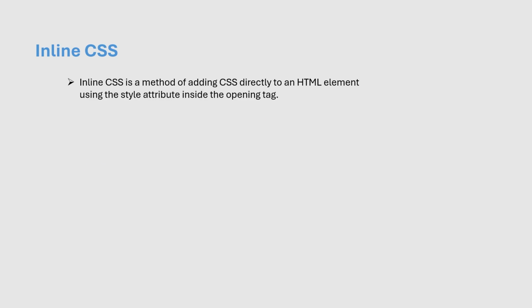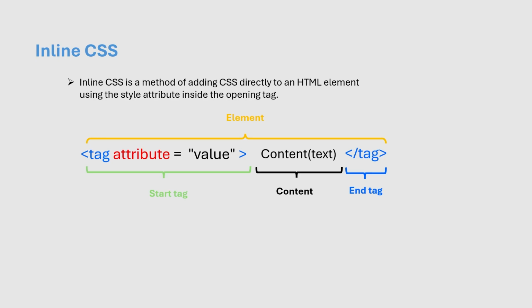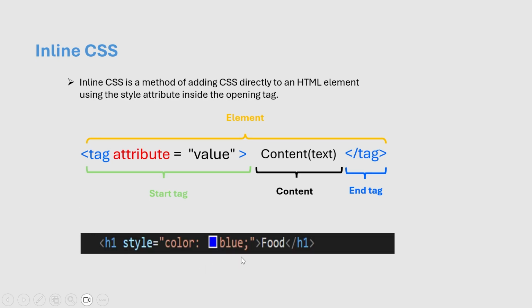In inline CSS, we apply styles directly to an HTML element using the style attribute in the opening tag of an element. This is the syntax to use an attribute, which we have discussed in our previous videos. In place of attribute, we write the attribute's name which we are using. This is how we write inline CSS inside the opening tag of an element.